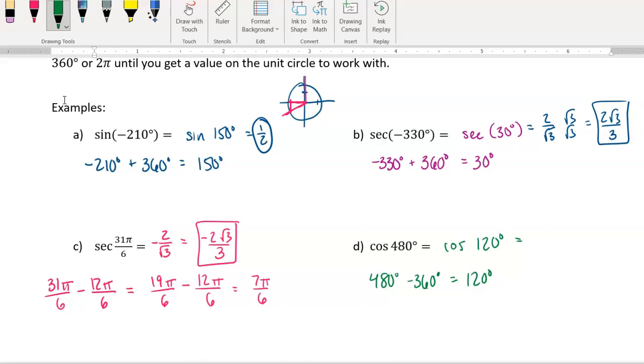So 120 degrees, think about where that would be on our unit circle. I'm going to go back up here to this one. So that's 30 degrees past 90. So we're finding the cosine. So the cosine would be the horizontal distance. So that'd be to the left of 0. So it's negative, and it's a short distance. So negative 1/2.